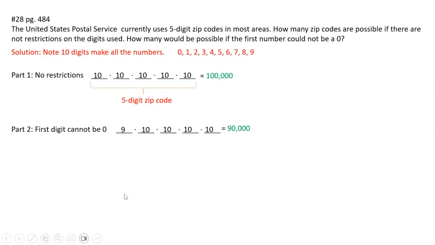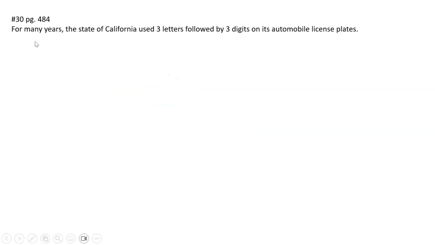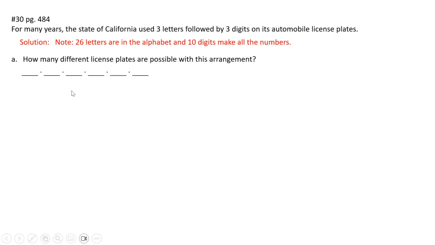Okay, now this is number 30 on page 484. For many years, the state of California used 3 letters followed by 3 digits on its automobile license plates. Okay, so let's do that one. So we have to note 26 letters are in the alphabet and 10 digits make all the numbers. So the first 3 are going to be my letters. The second 3 are going to be my digits.